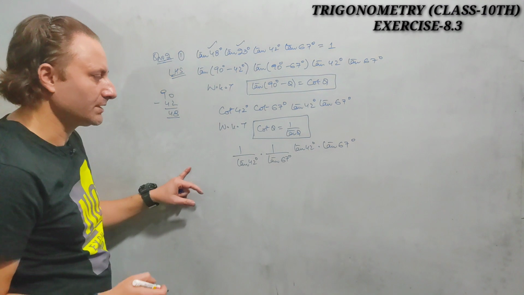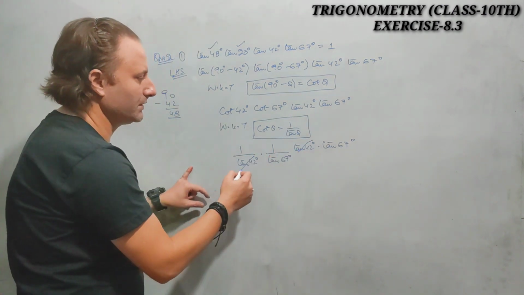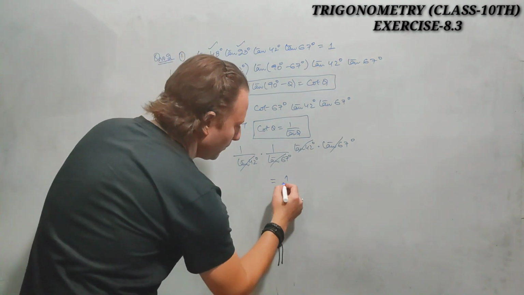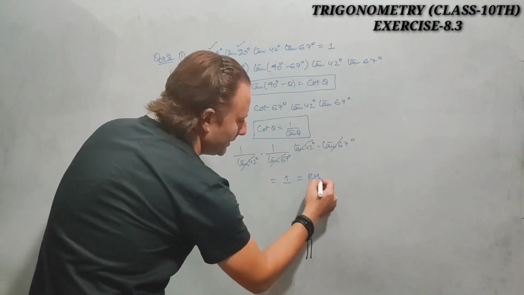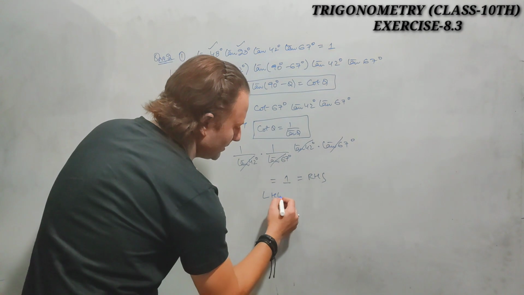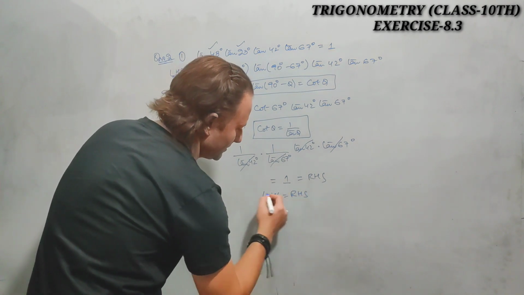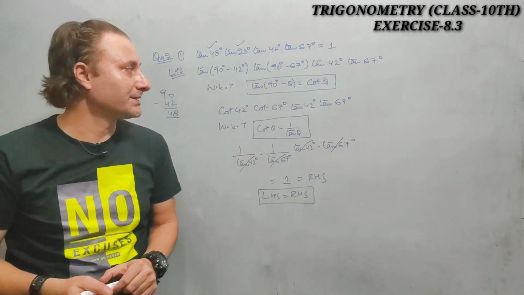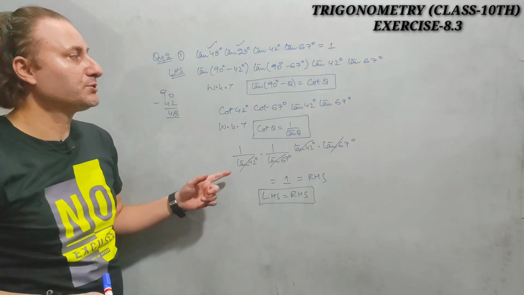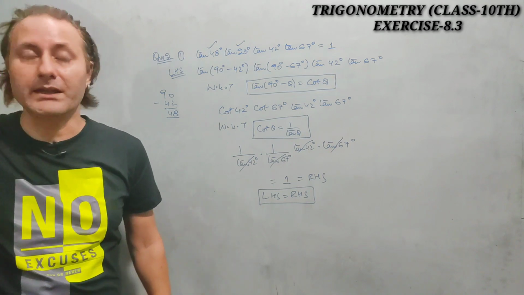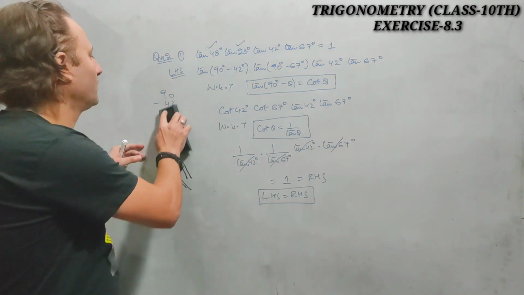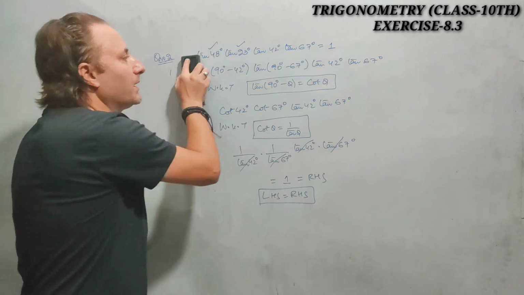So what have you noticed here? We can cancel this with this, this with this. What is left over? We have 1. That's what was required. So I can say LHS is equal to RHS. Clear, guys? This is one of the important questions of this particular exercise. So please do make sure that you know this very well. So this was part number 1. So let me go ahead and wipe this off and go to part number 2.